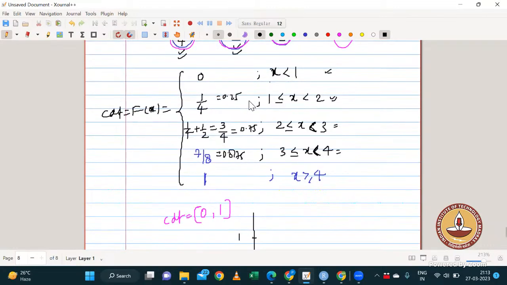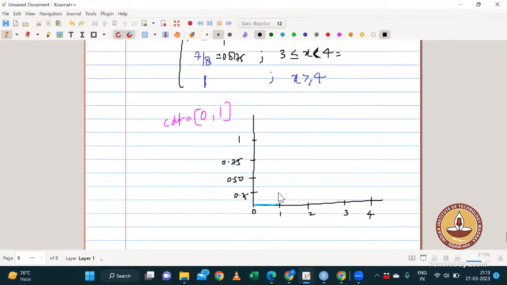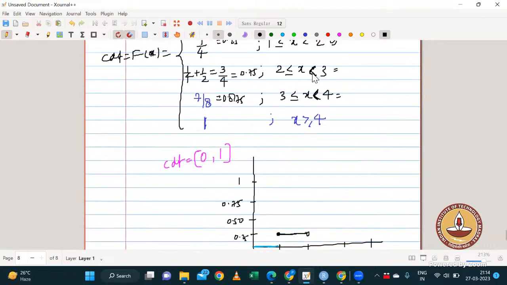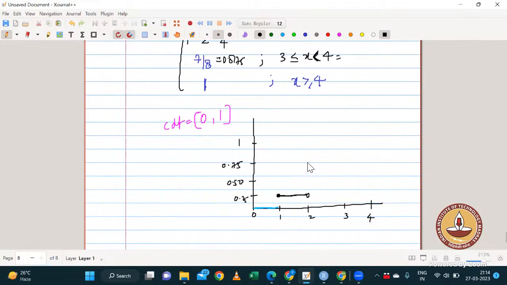So from 1 to 2 it's 0.25. Since this is a solid point at 1, before 2 it's 0.25. It's the same 0.25 from 1 to 2. Now from 2 to 3, since the solid point is at 2, for 2 to 3 it's 0.75. So 0.75 is there, the solid point is at 2, so from 2 to 3 it's 0.75, correct?